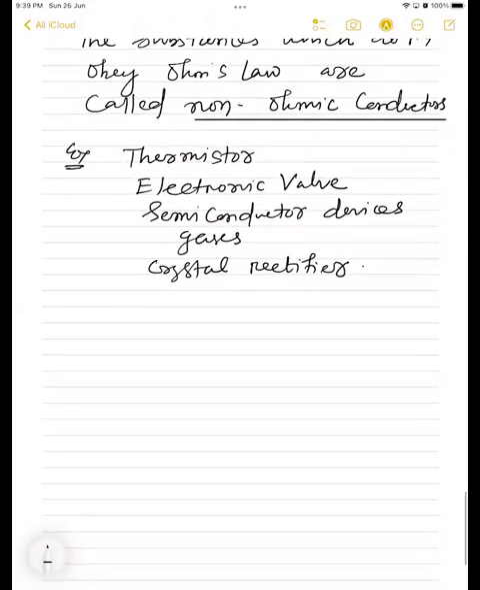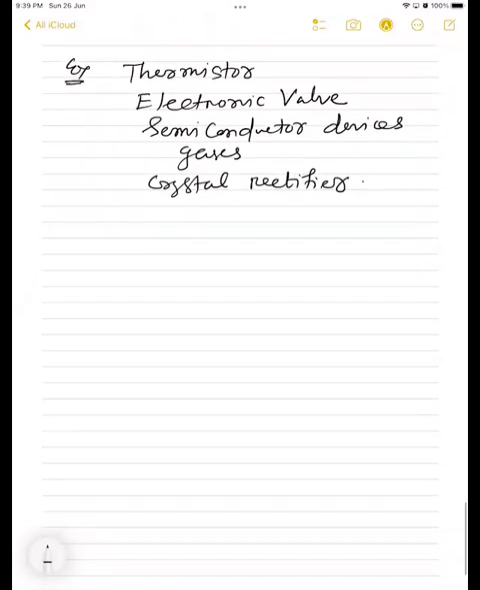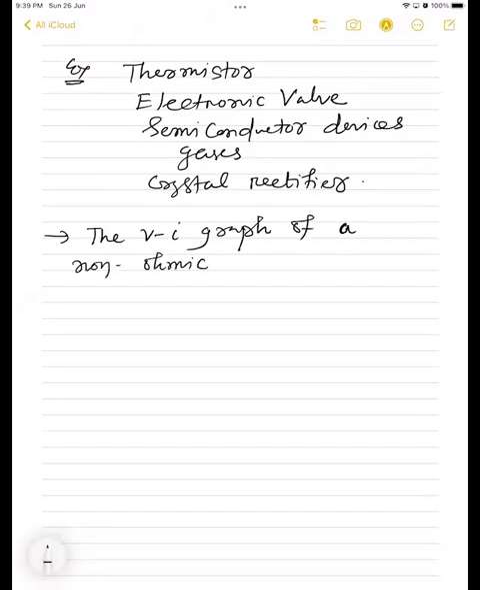Students, for an ohmic conductor, the VI graph is linear. So for a non-ohmic conductor, is the VI graph going to be linear or non-linear? Non-linear, right? Non-ohmic means which doesn't obey Ohm's law, right? The VI graph of a non-ohmic conductor is non-linear. Correct.